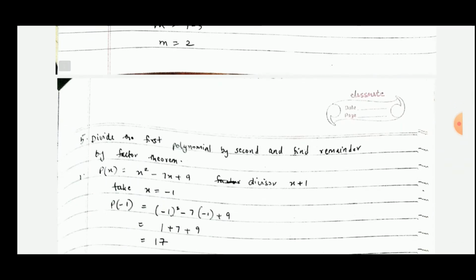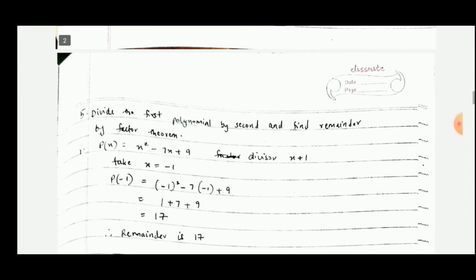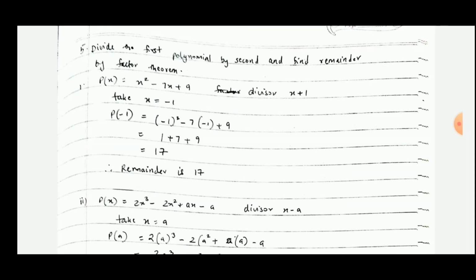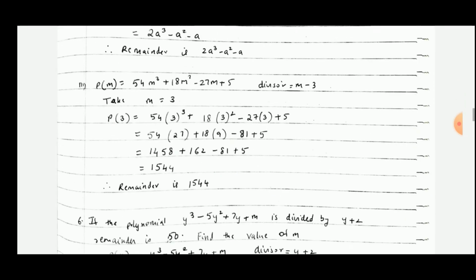Now the fifth one, divide the first polynomial by the second polynomial and find the remainder by using the factor theorem. Now here the polynomial p is x square minus 7x plus 9 and we are dividing it by x plus 1. Opposite of plus 1 is minus 1. So find out the value of the polynomial p at x is equal to minus 1. So you get the answer 17. So the remainder is 17. Now in the same way you will find out the second and the third sum.